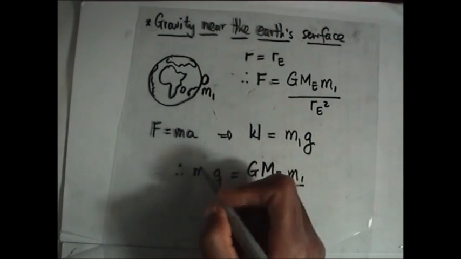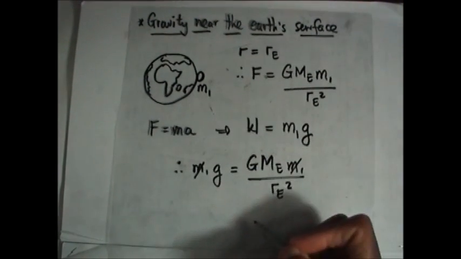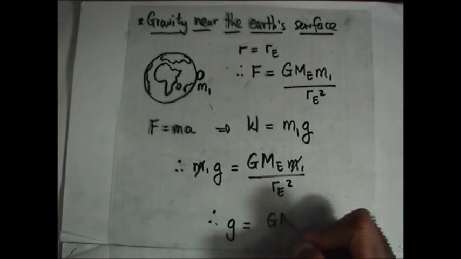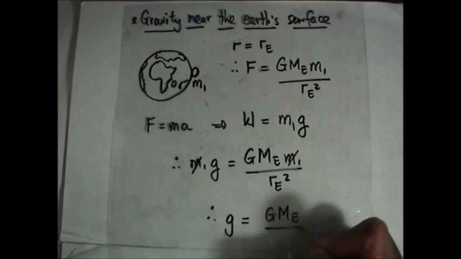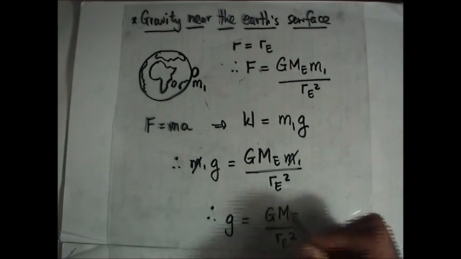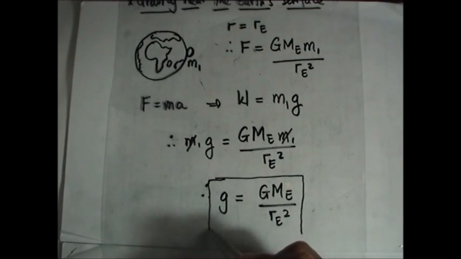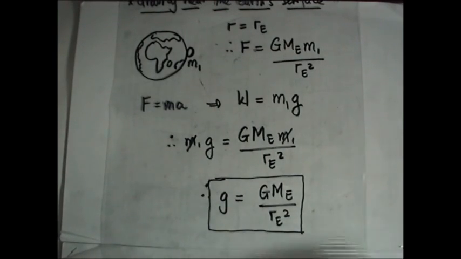And we can cancel out what can be cancelled out. Therefore, g is equal to G me over re squared. This is a very important formula, and sometimes you are asked to derive it. This is how you derive it.